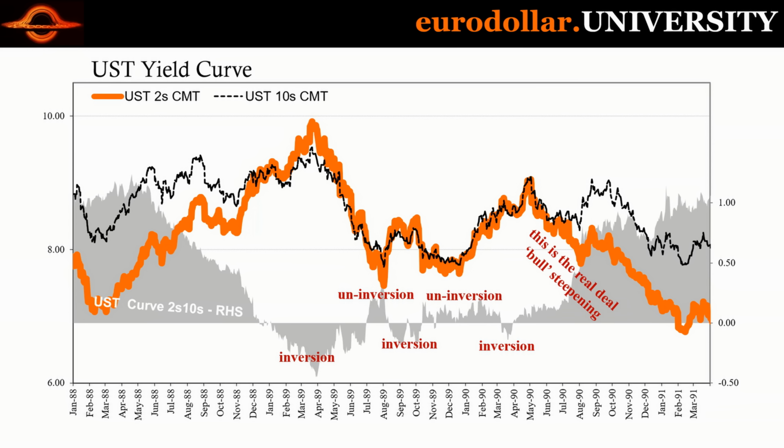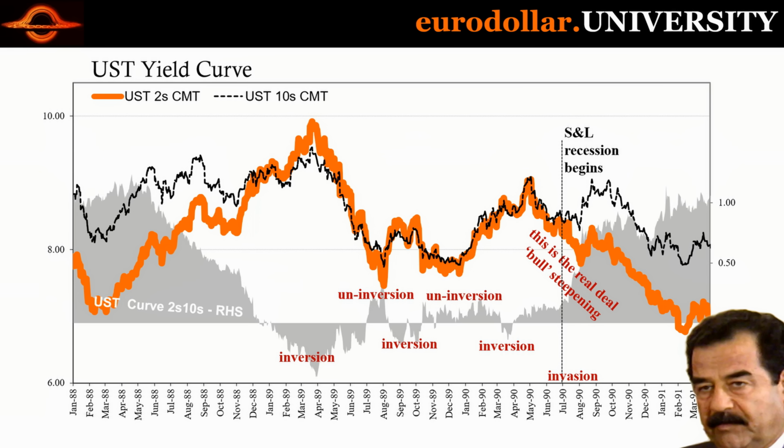So in that case, the market couldn't really make up its mind. Is the S&L crisis going to make a big deal? What's this stuff with this interest rate targeting with Greenspan? Too many unknowns. But eventually we got to the bull steepening case in 1990, which was consistent with recession. So that's kind of what we're talking about here.